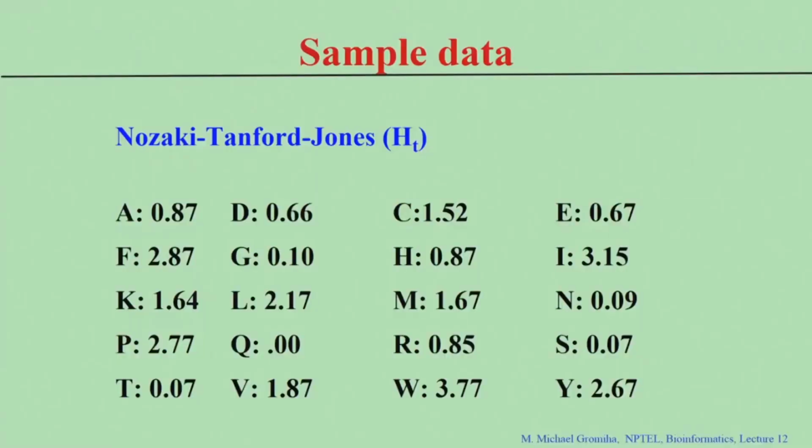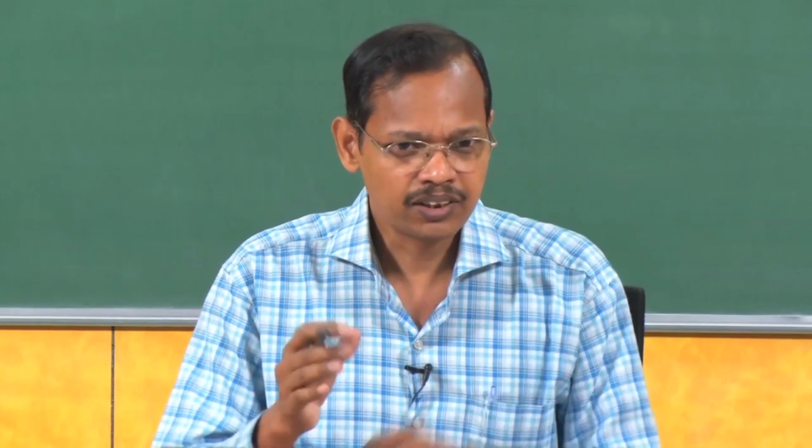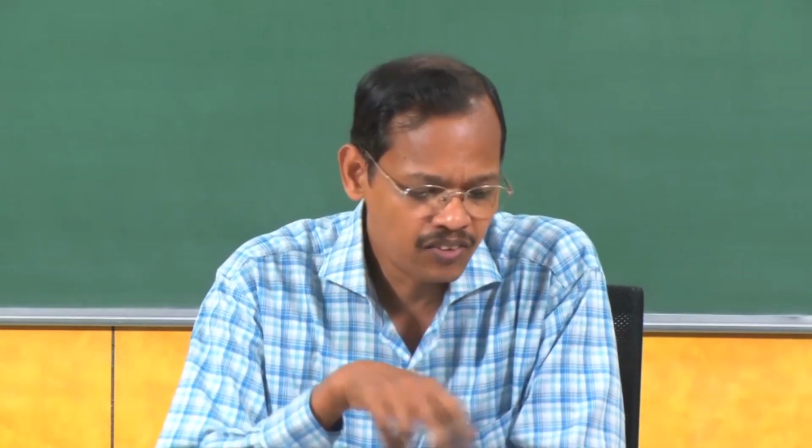So, I give a couple of examples. One is the Nozaki-Tanford Jones scale. This is the first scale derived for the 20 different amino acids experimentally. Directly we cannot calculate the hydrophobicity values. So, they did it in an indirect way, that is, the relative solubility of each amino acid residue in water as well as in ethanol. So, they did the relative solubility, right, and converted the solubilities into hydrophobicity.